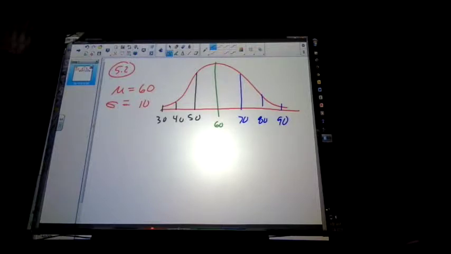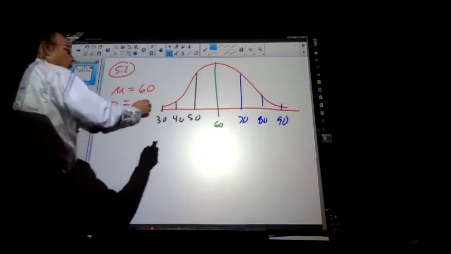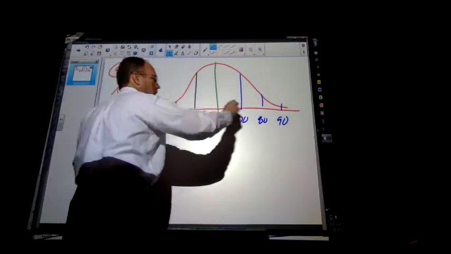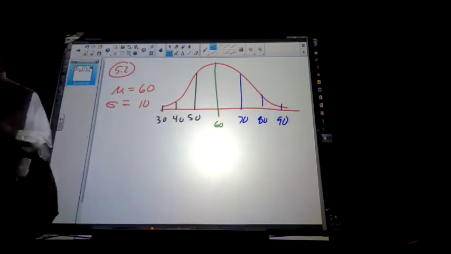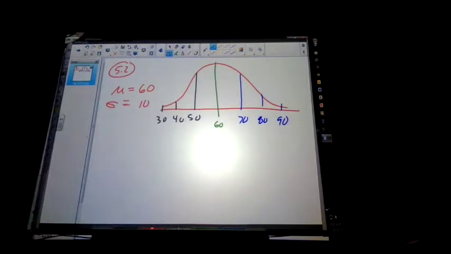But then our Z-score talks about this. Our Z-score will fall somewhere in here. It doesn't have to fall on the exact standard deviation. And then table A at the back of your book will tell you how much of your population falls to the left of it.